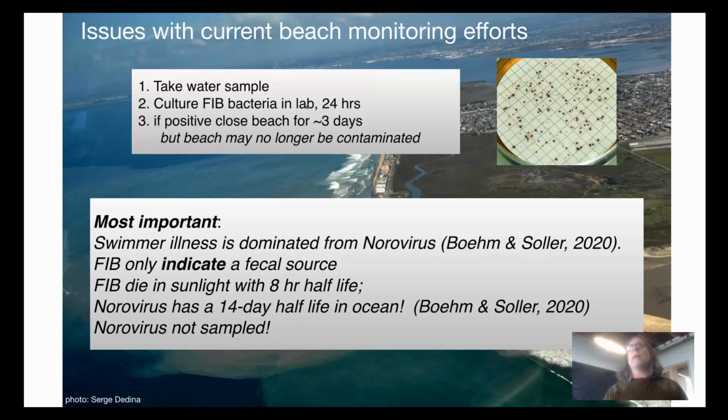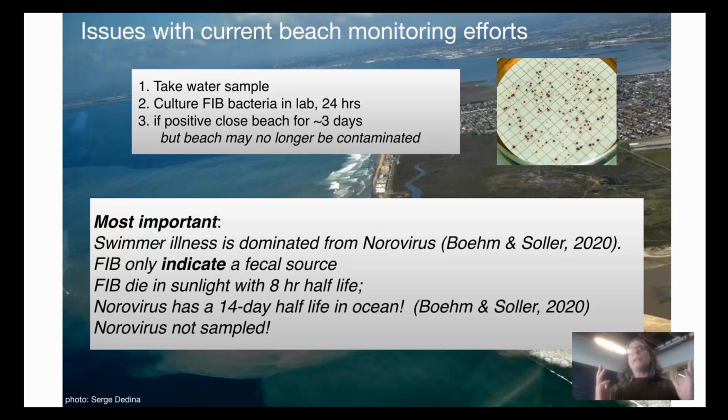So it's much better to have real-time data. But there's something that's really important, right? Swimmer illness due to swimming in raw sewage is dominated by norovirus. And fecal indicator bacteria only indicate a fecal source, but fecal indicator bacteria die in sunlight with a relatively short half-life. 8 hours is a very conservative value. Norovirus, in contrast, has a 14-day half-life in the ocean.